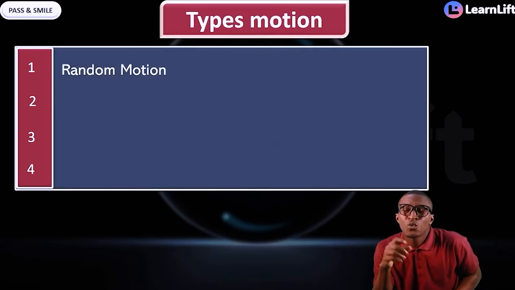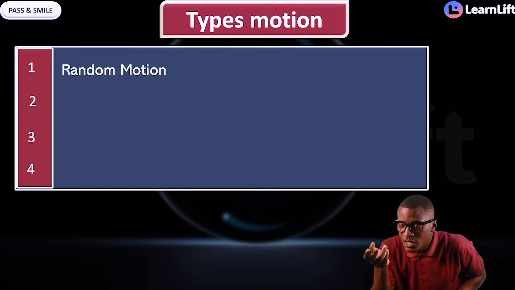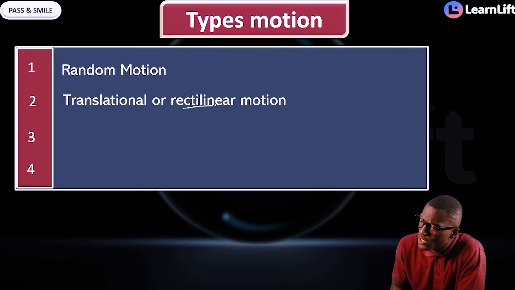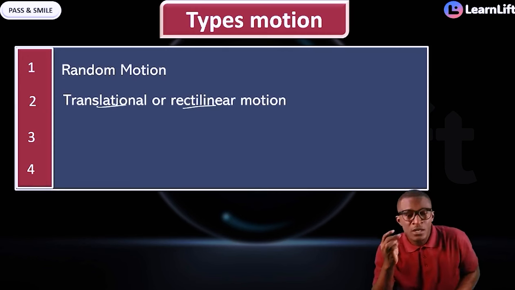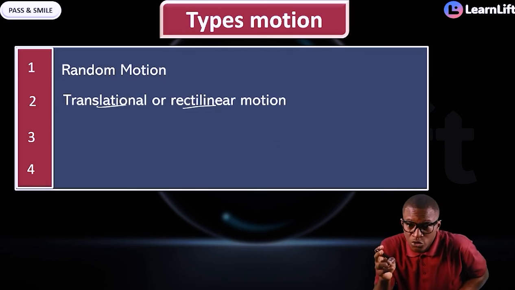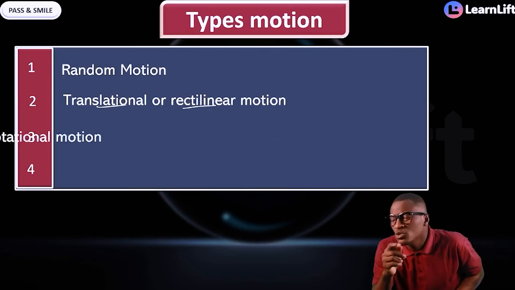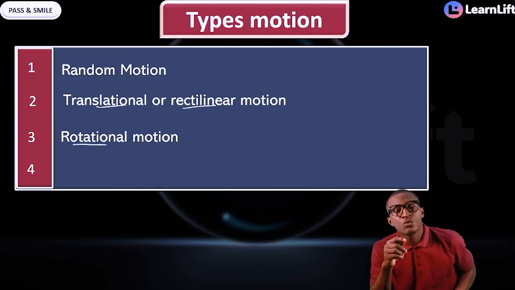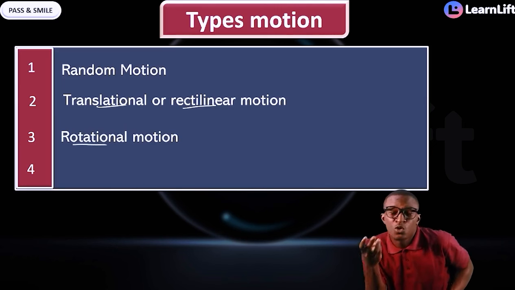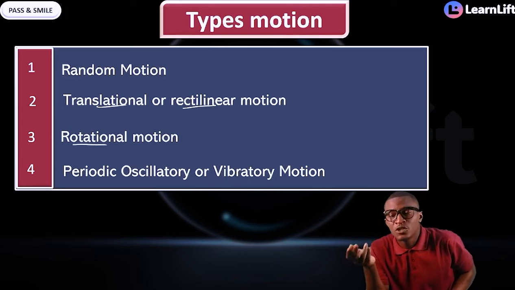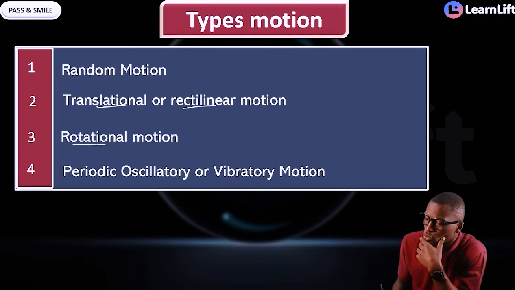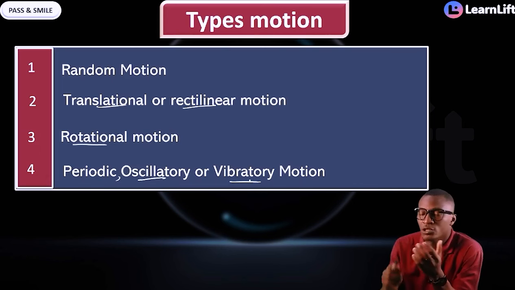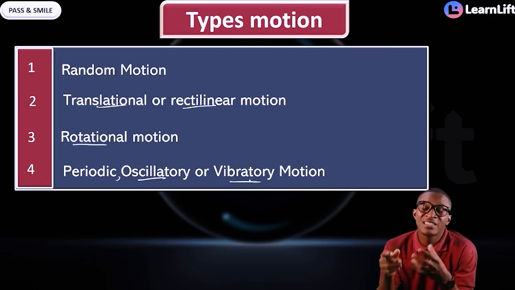Number 1, we have what we call random motion. Number 2 is what we call translational motion or rectilinear motion. Number 3 is what we call rotational motion. And number 4, either we call it oscillatory motion, or vibratory motion, or periodic motion. So either you say periodic motion, or oscillatory motion, or vibratory motion. These are practically the 4 types of motion.